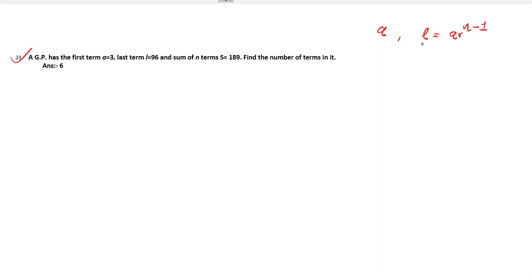Okay, let's find what is the last term. The last term is 96, we know that. Can we write it as a into r raised to n upon r raised to 1? That will give you r raised to n minus 1, right? Eventually, a into r raised to n minus 1, nth term. So what is the first term? 3. Yeah, we can find something with the help of this. So 96 is equal to 3 into r raised to n upon r raised to 1.